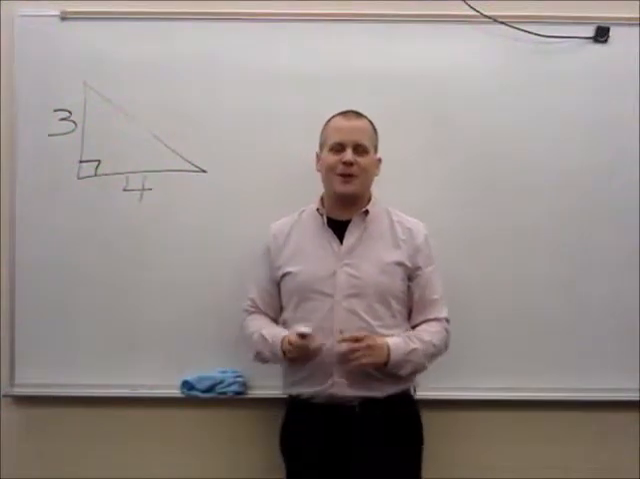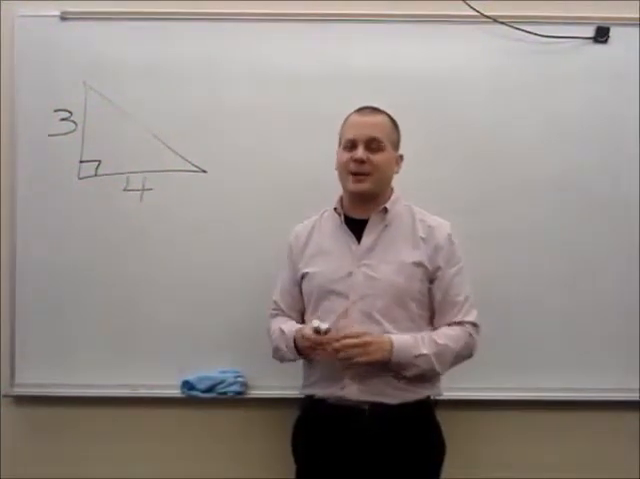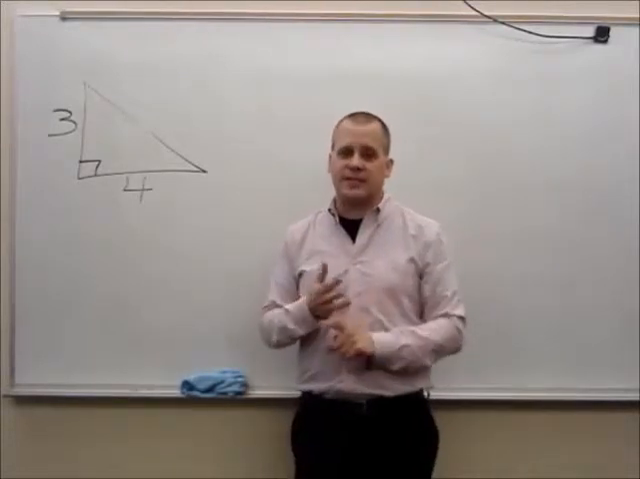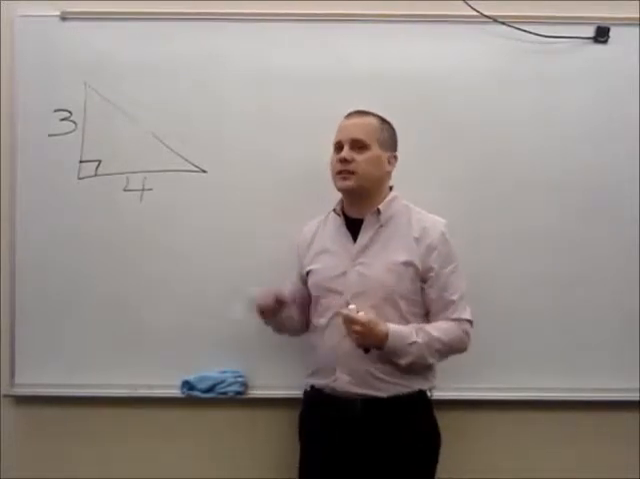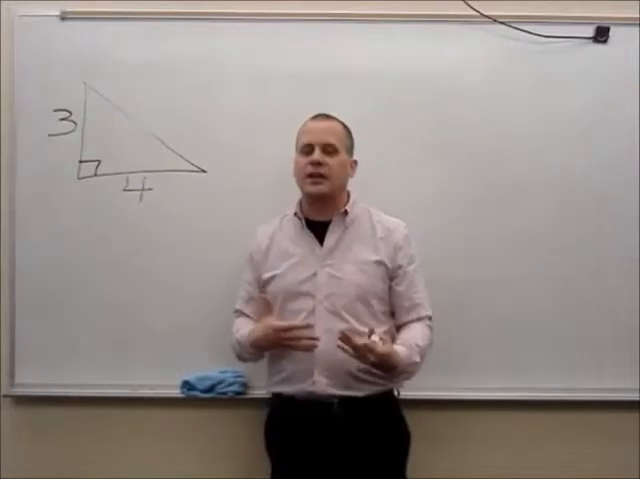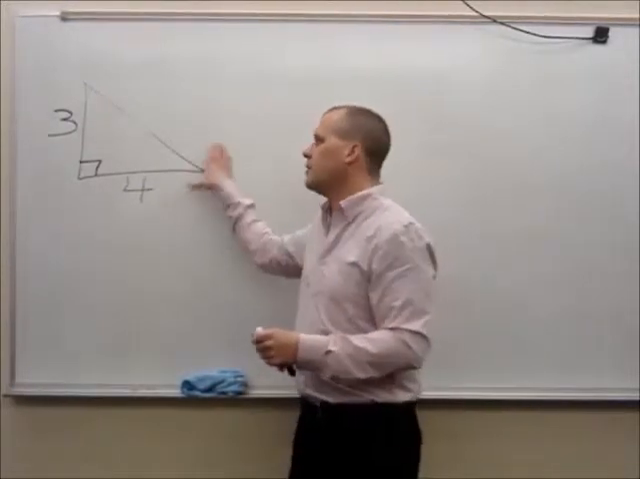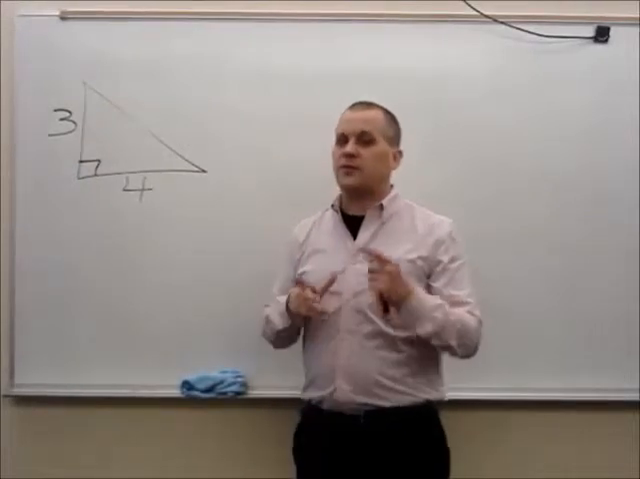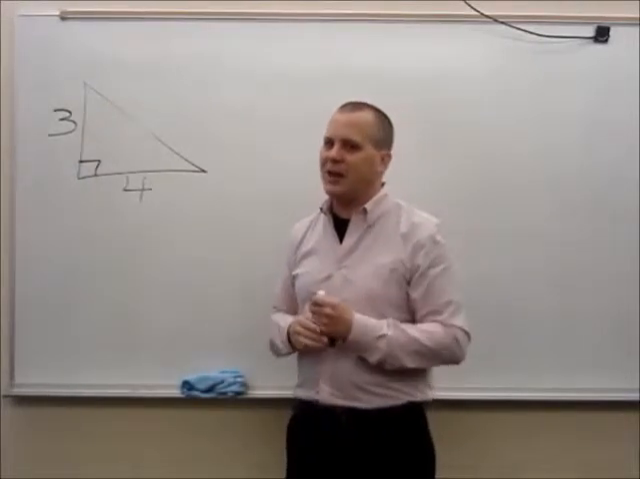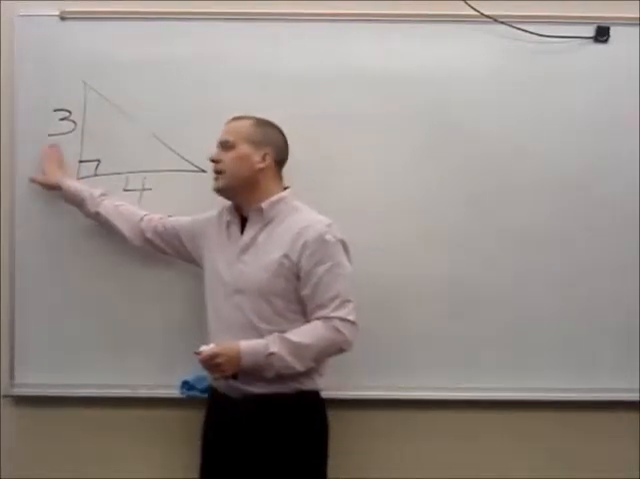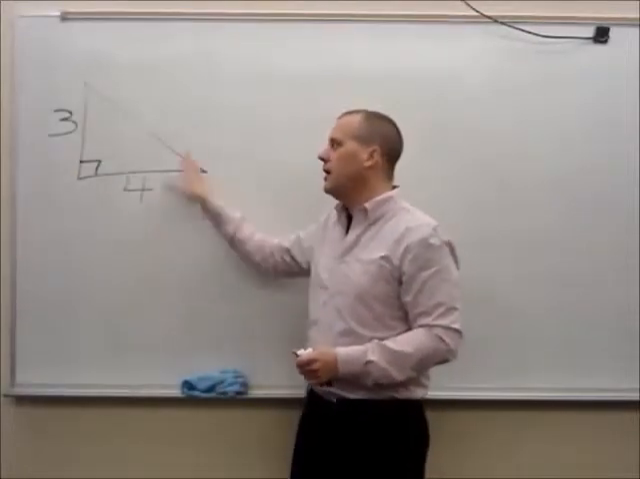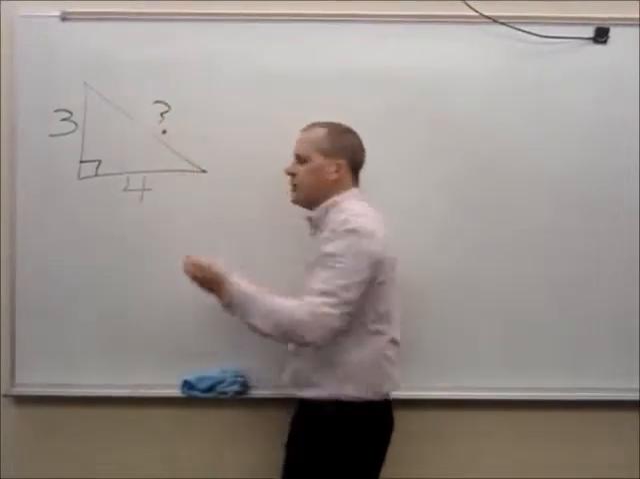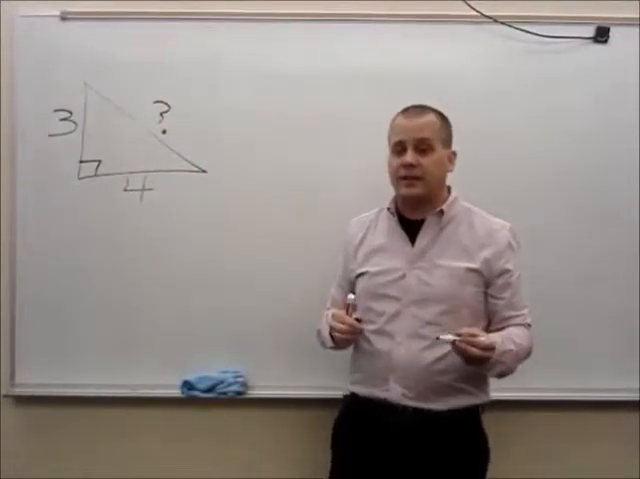Welcome back, everyone. We are going to be discussing the Pythagorean theory. And basically, the Pythagorean theory says if I know two side lengths, then I can figure out the third side length. And this is how it works. I've got this right triangle behind me. Now, this only works for a right triangle, so keep that in mind. My height is 3 and my base is 4. And what I want to do is figure out the hypotenuse. I don't know how long that length is.